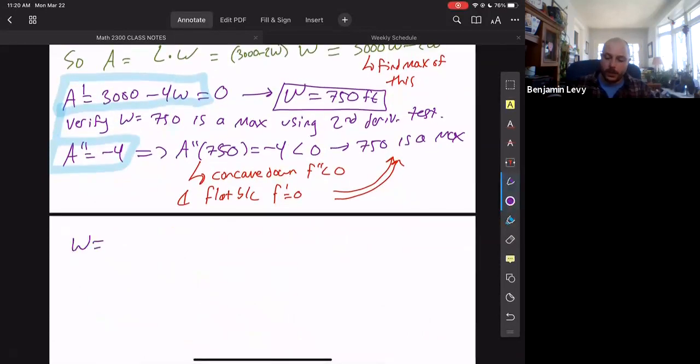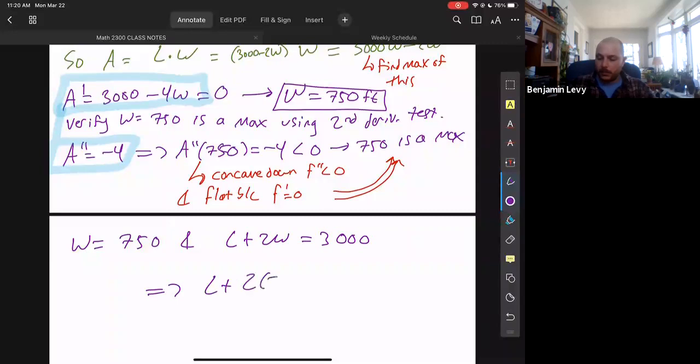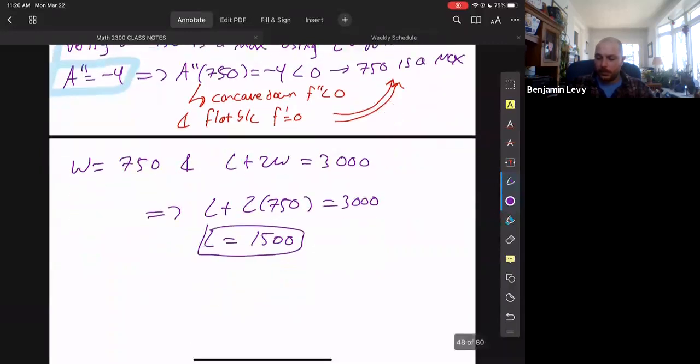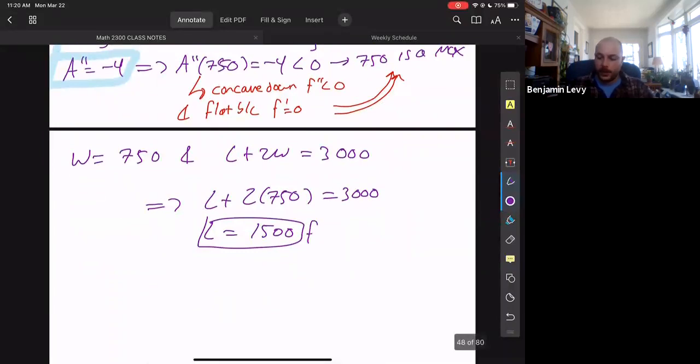And so we just use the constraint again, right? So we know W is 750, and we know that L plus 2W is 3000. That was the constraint that we came up with. And so we can just plug the 750 in to get the L, right? And that's a feet measurement. And so we've answered the question: what dimensions maximize the area? It's L equals 1500 and W equals 750.